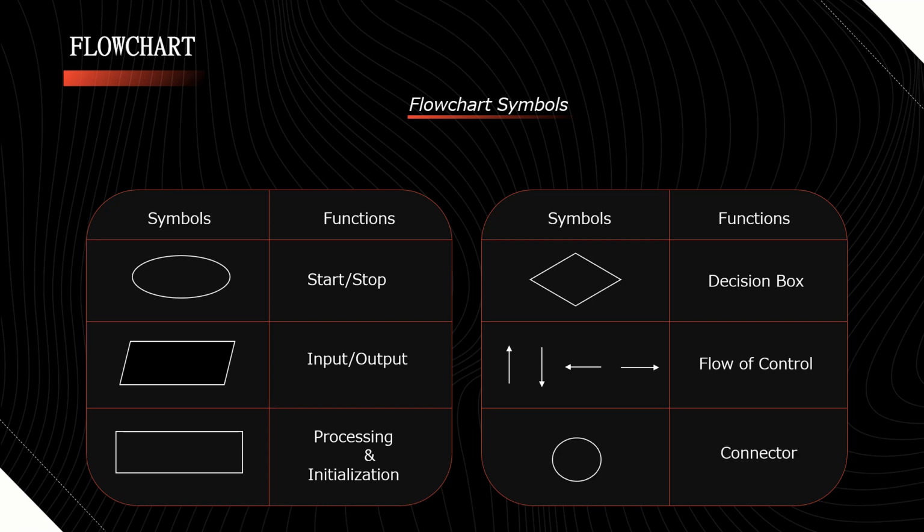Connector. When you are drawing a flowchart, it may happen that you can't accommodate the whole flowchart within a single page. So you have to move to the other page also. So by using this connector, you can connect the ending and starting point of two different portions of the flowchart.